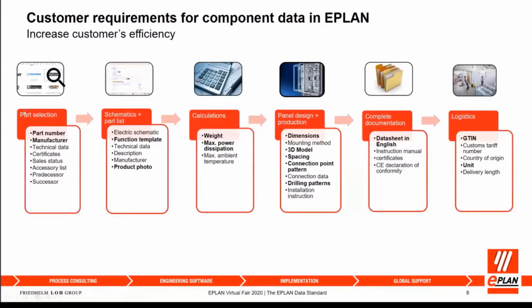For example, for the process step part selection, the customers need, of course, the manufacturer of the component, the part number, but also some technical data, the sales status, and so on. And there are next component steps, then typically the creation of schematics and part lists, where the customer needs the electrical representation, function template, and product photos, for example. They are doing calculation based on component-related data.